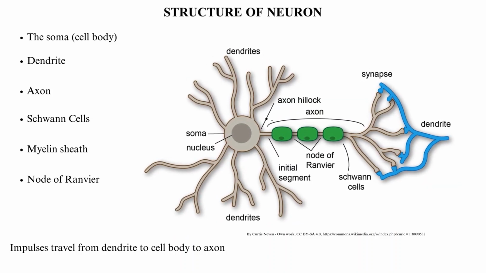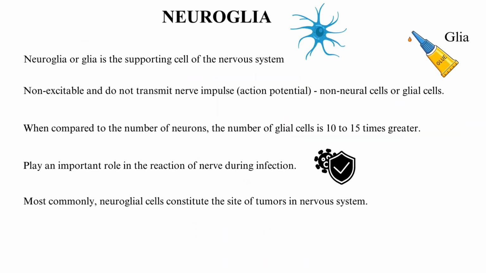Neuroglia. Neuroglia are the supporting cells of the nervous system. They act like a glue. These neuroglial cells are non-excitable in nature and they do not transmit nerve impulses or action potentials. Hence, they are called the non-neural cells or the glial cells. When compared with the number of neurons, the glial cells outnumber them by almost 10 to 15 times.